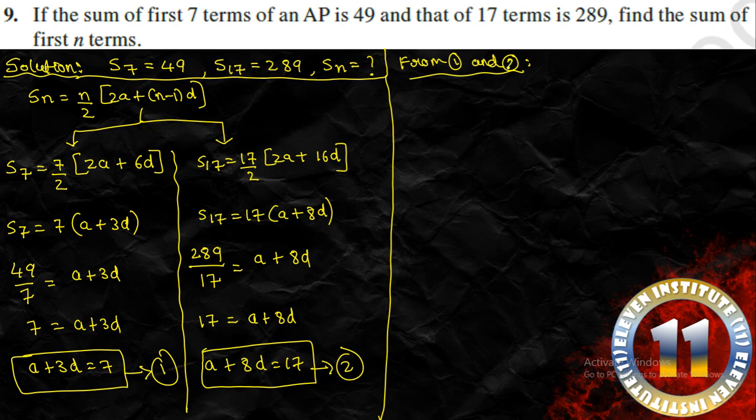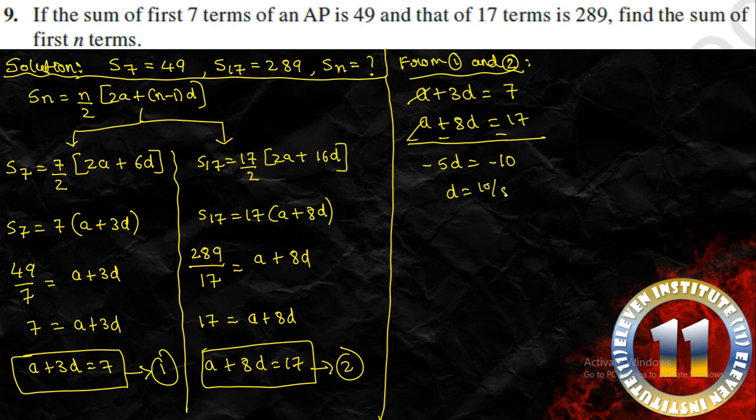From 1 and 2 we can write a plus 3d is equal to 7, and here we can write a plus 8d is equal to 17. You can see that coefficients of a are same, but in order to make the signs different, we have to subtract the equations. So please write over here subtracting the equations. A and minus a will get cancelled. 3d minus 8d will give us minus 5d. 7 minus 17 will give us minus 10. So we get d is equal to 10 by 5. Minus and minus will get cancelled. So now I have d is equal to 2.